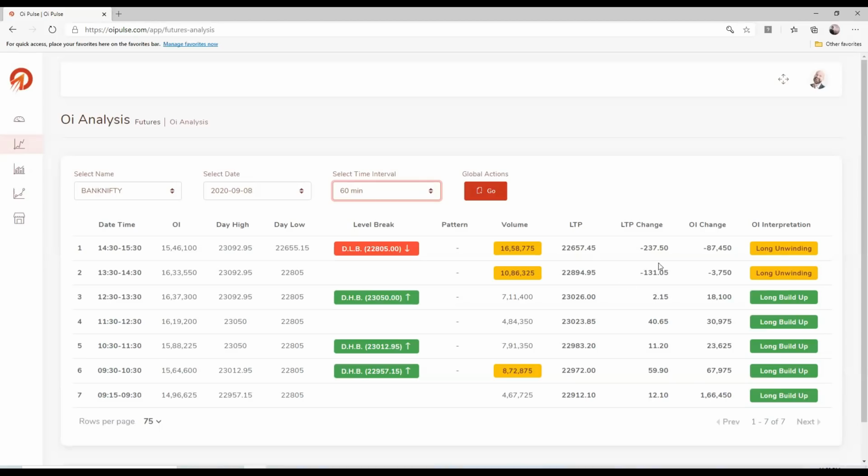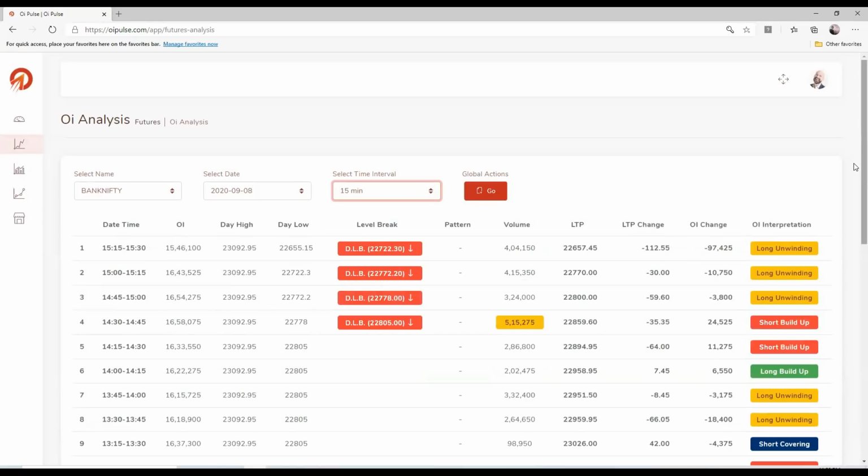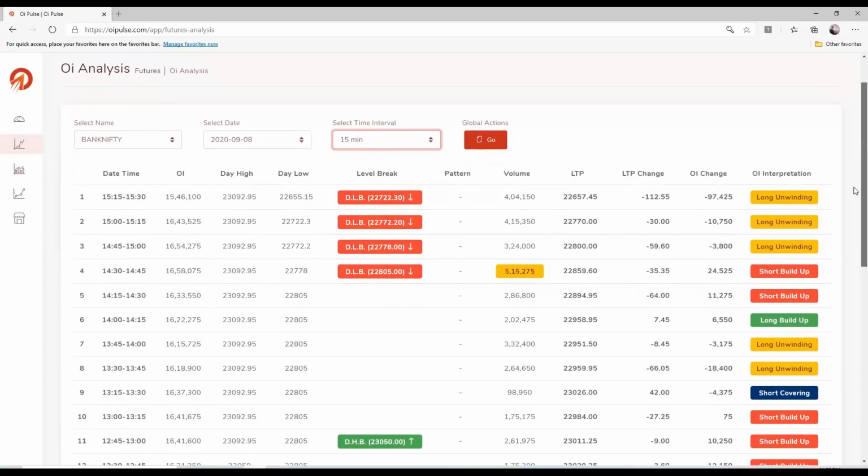Okay, so this is how I would do a quick overview of a 60-minute time frame. But if I'm looking at a 15-minute time frame, the data will vary. Why? Because every 15 minutes, the number of positions getting created and so on will vary. This is the most crucial factor for me.